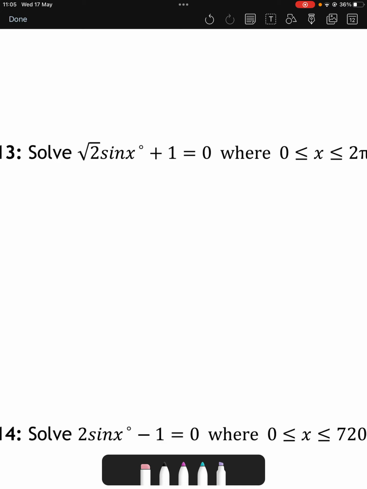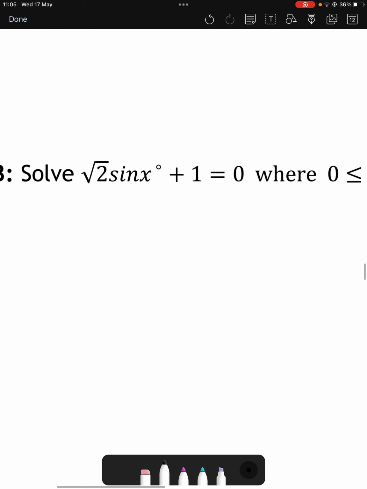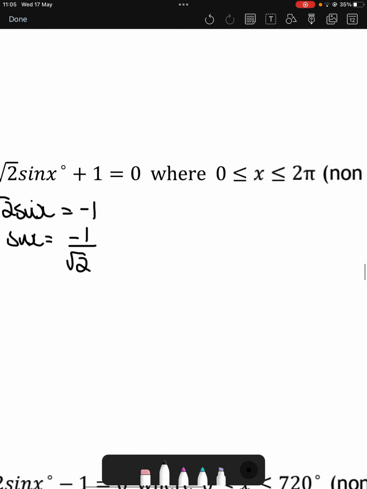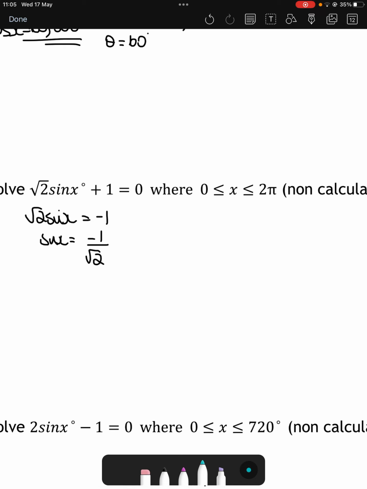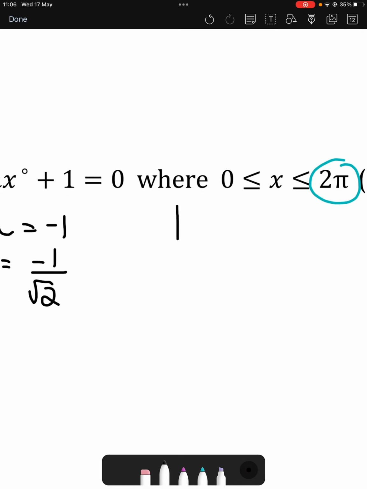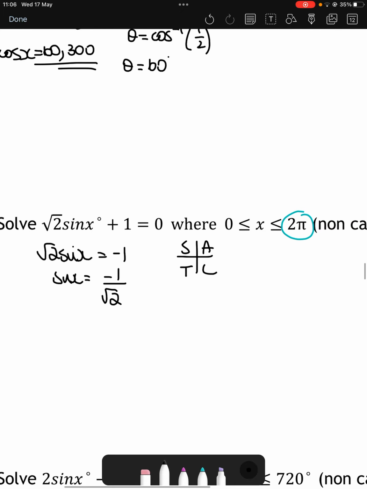Right, next one. So we're going to do the exact same thing. We're going to rearrange it first. Now you can see this time, still non-calculator, but it is going up to 2 pi. Okay, so we are going to be working in pi. Well, our answer has to be in terms of pi. But I'm going to work in degrees and I'm going to talk about changing it back.